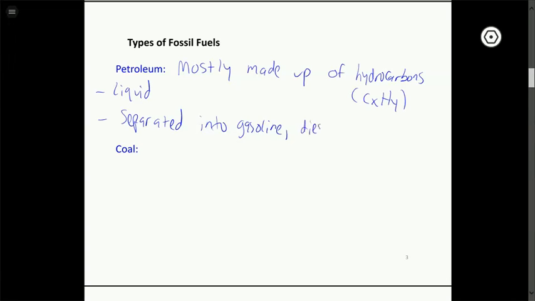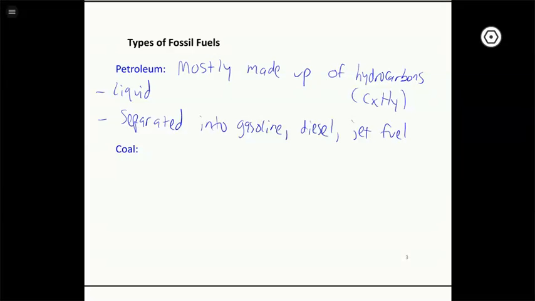Gasoline, diesel, and jet fuel. And gasoline, diesel, and jet fuel, again, are mostly made up of hydrocarbons. The difference is the number of carbons that they have. So the gasoline is sort of on the shorter end, usually around 8 carbons or so. Diesel is a little bit higher, maybe 10 to 15, and then jet fuel has the highest number of carbons. So the only difference between gasoline, diesel, and jet fuel is just the number of carbons they have in their structure and the number of hydrogens.